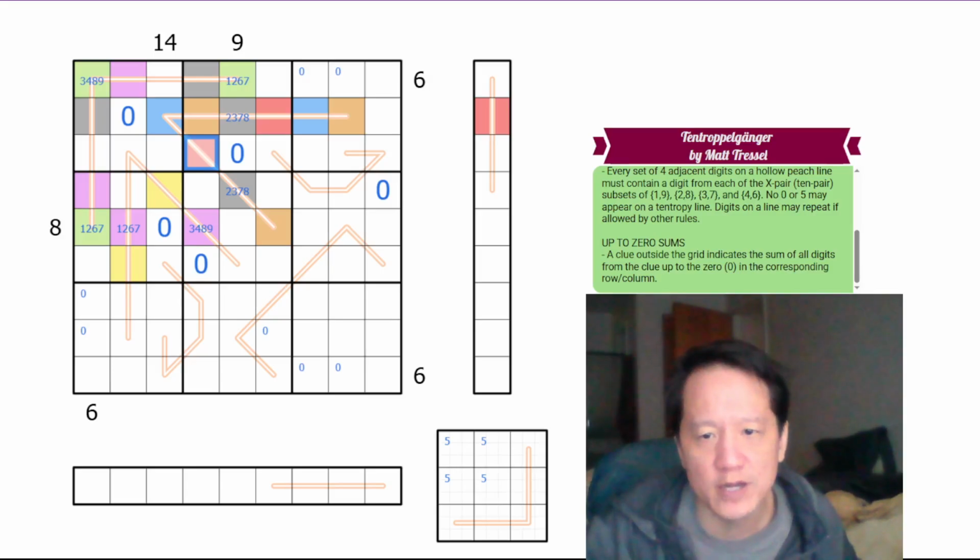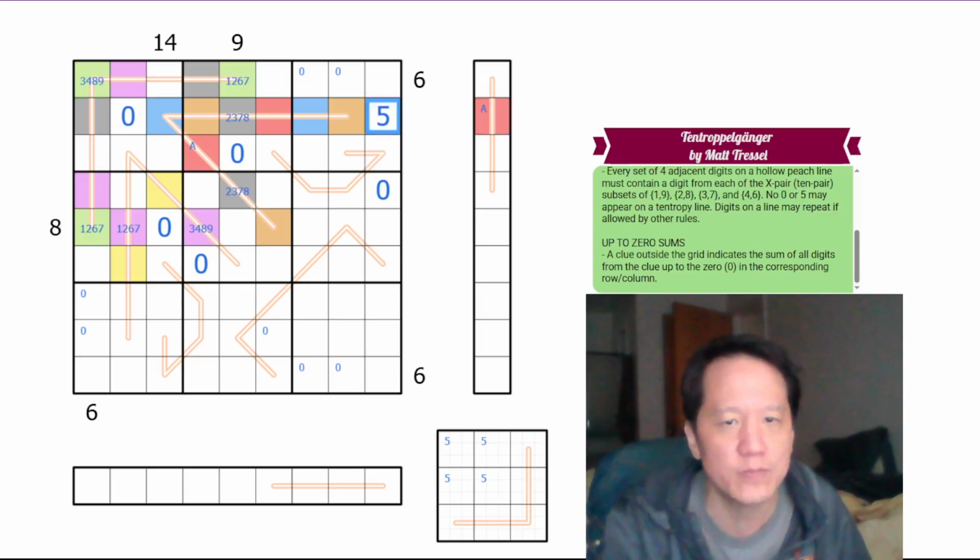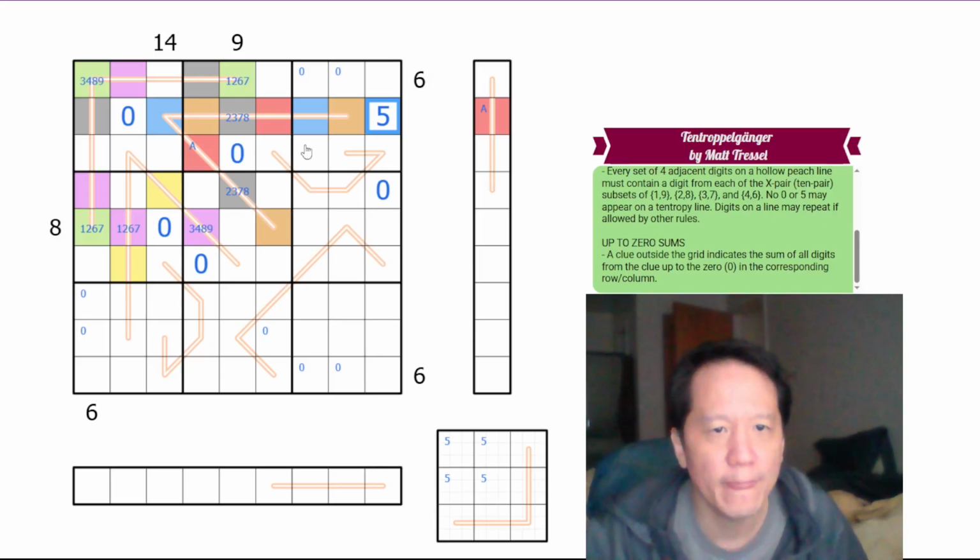So let's mark that as an A. So that's the same digit that's missing here. Therefore, this must be 5 here. Okay, so we're not missing red in any in the rest of rows 1 through 4. This can't be red.